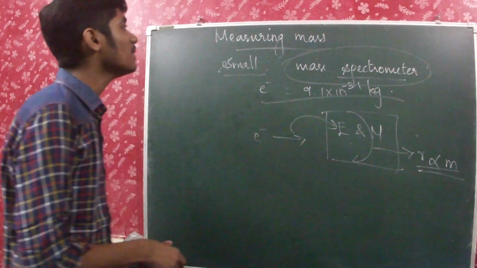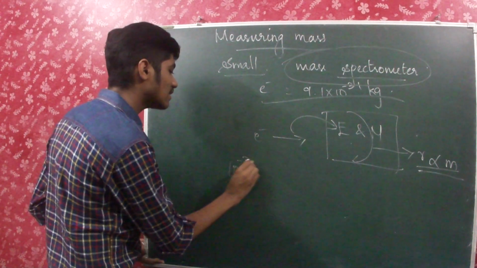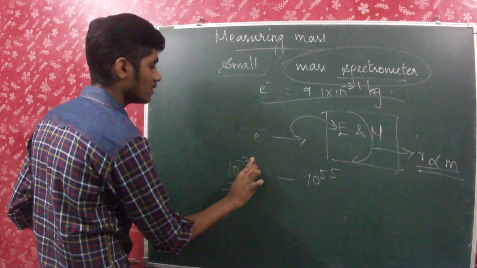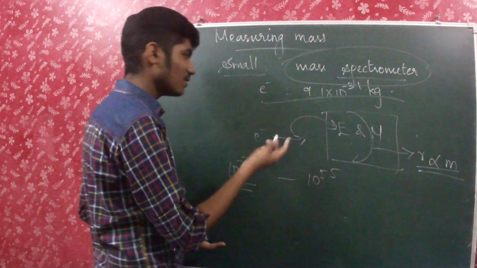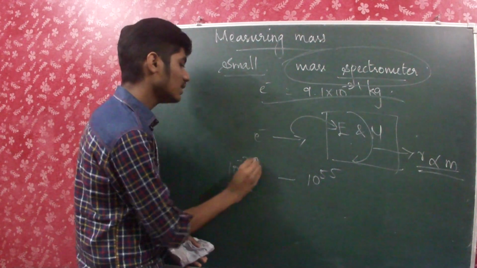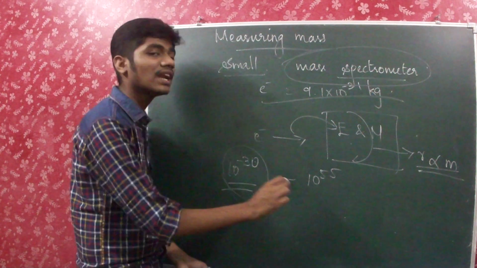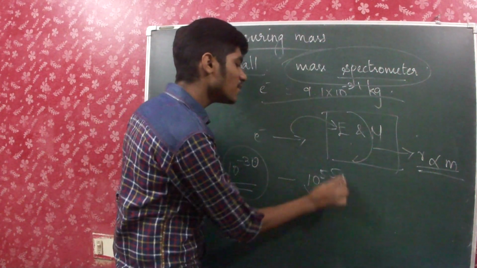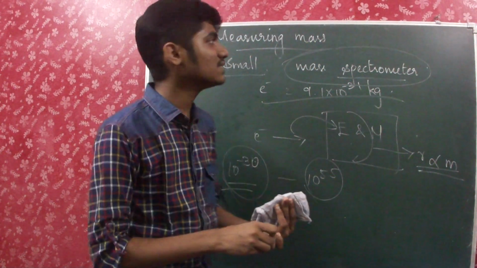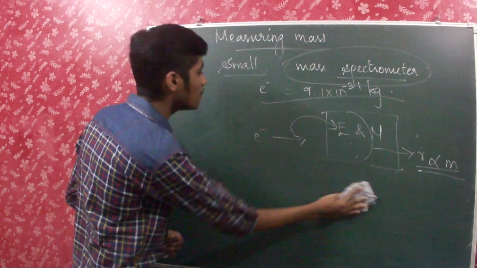So the range of masses is 10^-30 to 10^55. 10^-30 is roughly the mass of an electron, the very lowest, and 10^55 is the mass of the observable universe. So this is the range for masses.